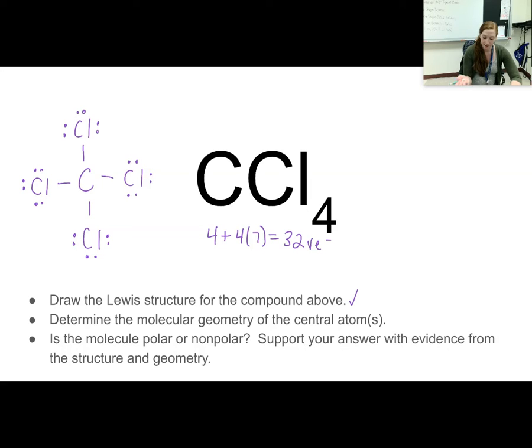Check. Okay, I want to determine my molecular geometry by looking at my central atom. So what we're going to see here is that I've got 4 bonding regions and 0 lone pairs around my center carbon, which means I have 4 electron regions, right? You check out your VSEPR chart, or your geometry chart, we're going to see that this geometry is going to be tetrahedral.